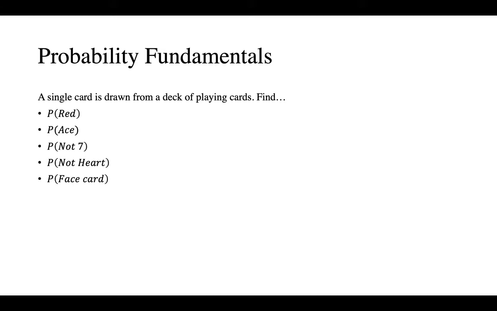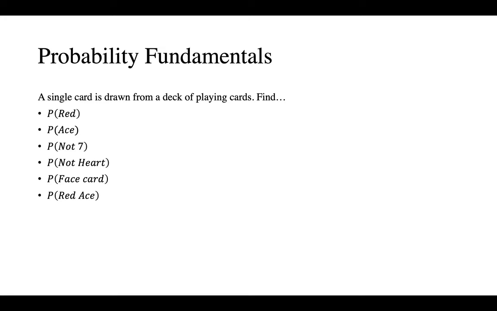Okay, a face card. A face card is a jack, a queen, or a king. There are 12 face cards in the deck: 4 jacks, 4 queens, and 4 kings. So the answer would be 12 out of 52, and 12 out of 52 reduces down to 3/13. Either one of those answers would be fine.